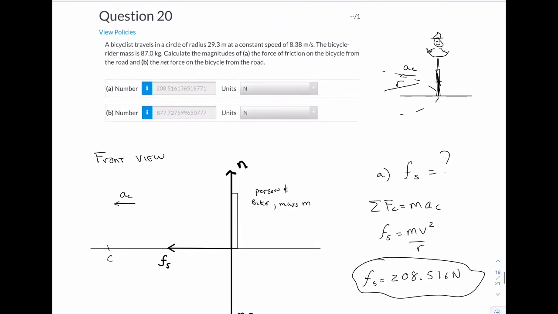Now this one is a little bit more involved, and you have to be really careful. So here's a bike coming at you. They give you the radius of curvature, a constant speed, and the mass of everything here. First they want to find the friction force on the bike from the road.